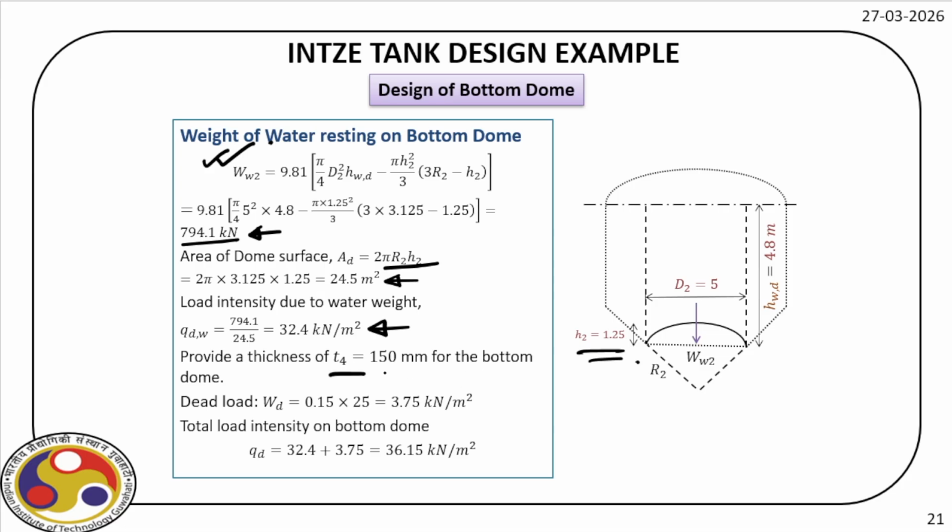Now let us provide a thickness of 150 millimeter for the bottom dome. So the dead load for the bottom dome is 3.75 kilonewton per meter square. So the total dead load is the summation of this one we have evaluated plus the dead weight of the bottom dome. Together, it is going to offer 36.15 kilonewton per meter square of load.